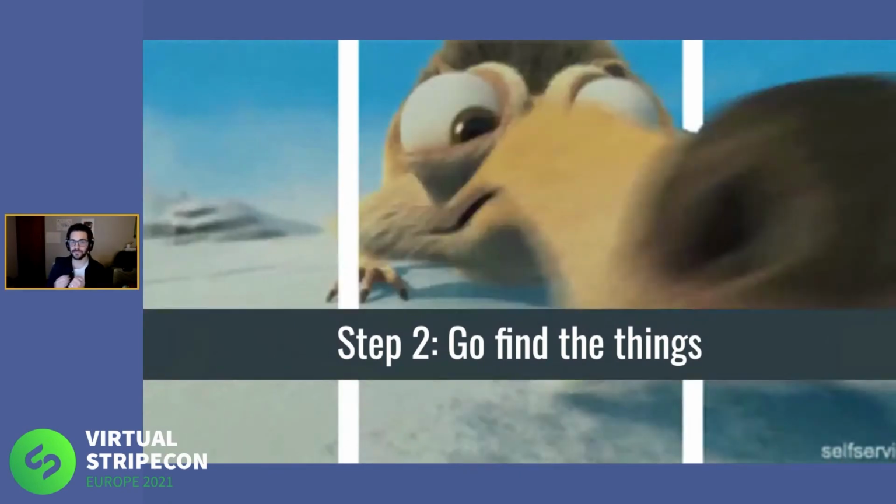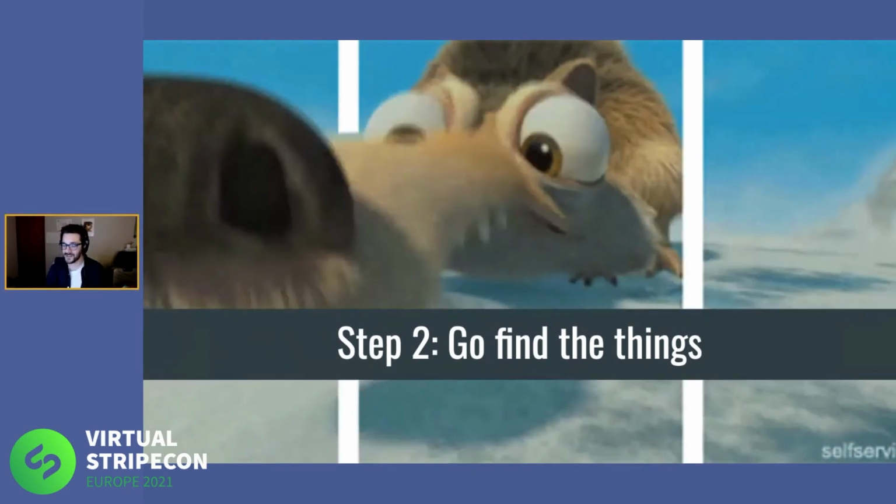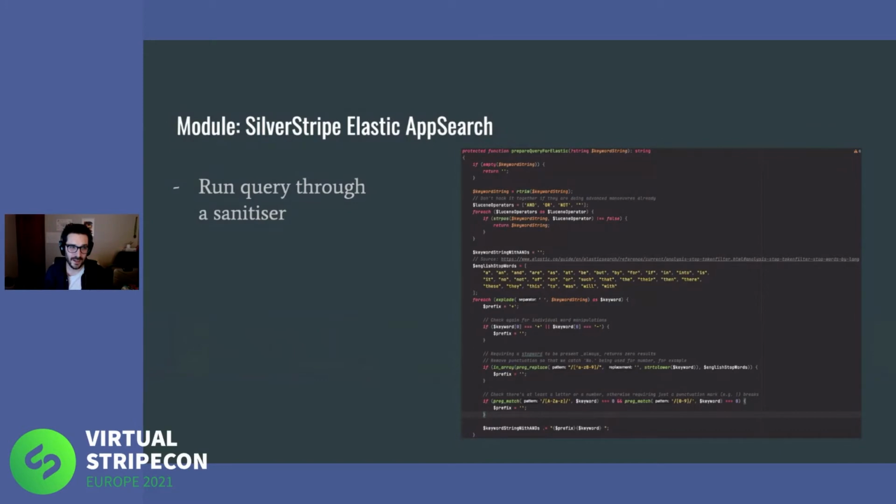So the next part is to go and find the things out of the engine. This one uses another module, but unfortunately this is a bespoke module. It's called Silverstripe Elastic App Search module, and that's an in-house one. So one of the first things I had to do, that took a wee bit of figuring out, was I had to realize that I needed to prepare the query to send it to Elastic. It's not quite as simple as just trimming the query string and returning that. I had to do a little bit of magic.